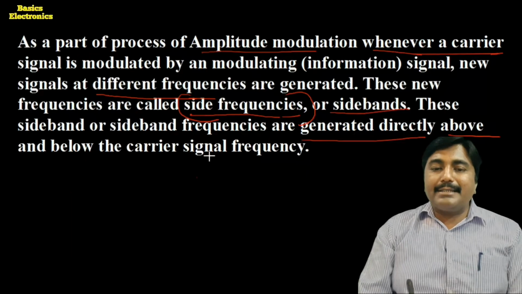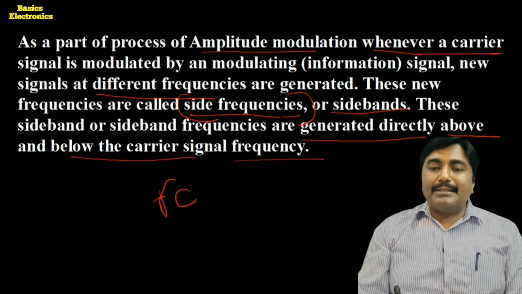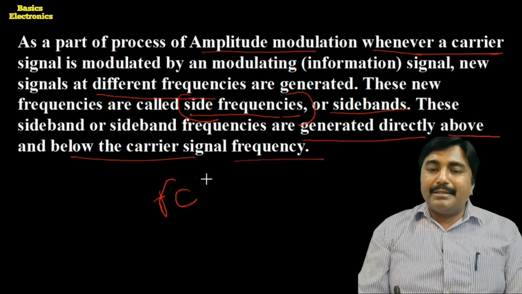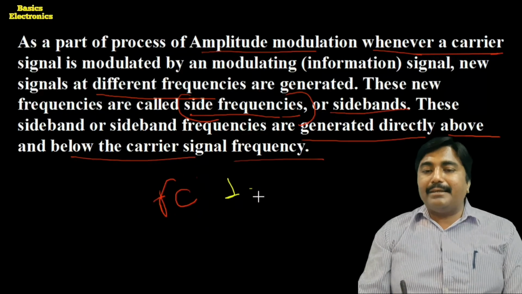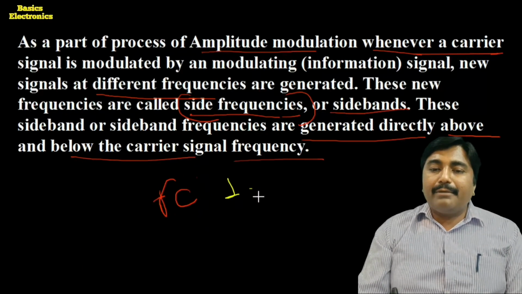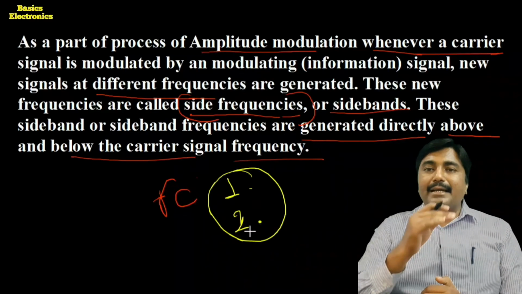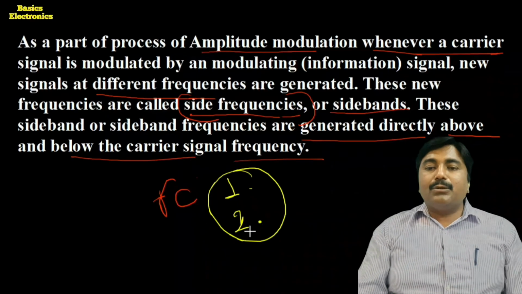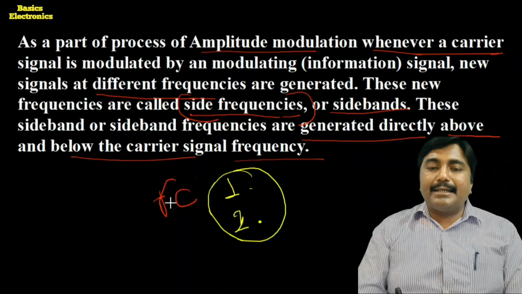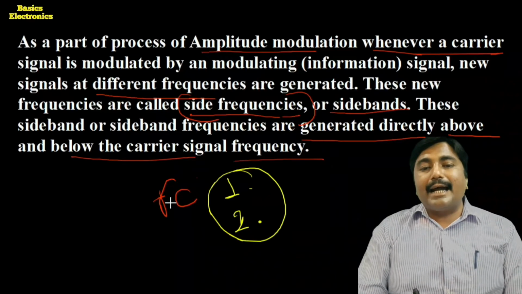The carrier frequency is fc, and one frequency is generated above the carrier frequency and the other is generated below it. So two frequencies are generated: one above the carrier frequency and the second below the carrier frequency. These two different frequencies we call the sidebands.